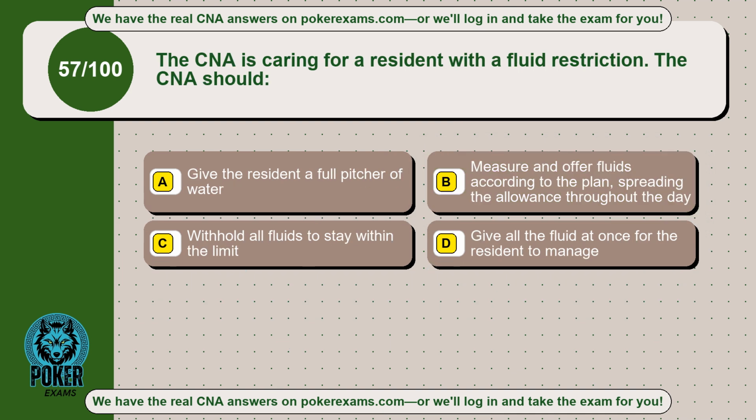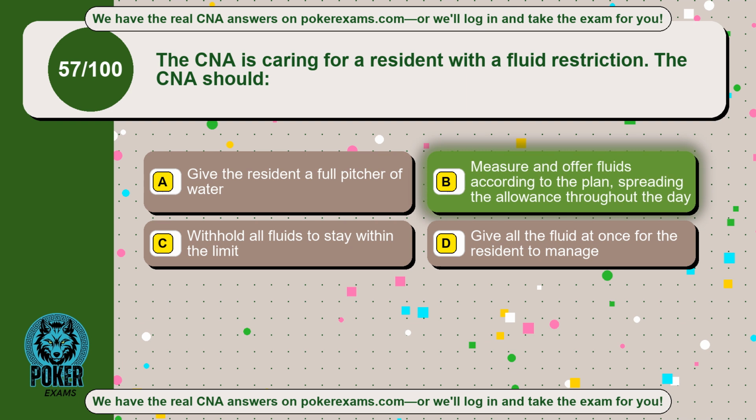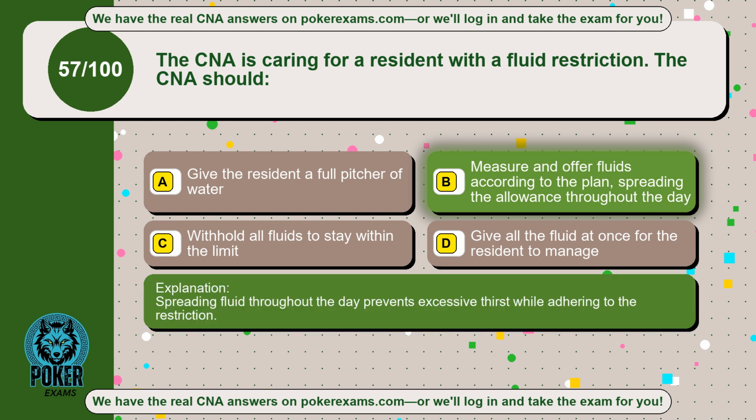Question 57. The CNA is caring for a resident with a fluid restriction. The CNA should: Option A, give the resident a full pitcher of water. Option B, measure and offer fluids according to the plan, spreading the allowance throughout the day. Option C, withhold all fluids to stay within the limit. Option D, give all the fluid at once for the resident to manage. The correct answer is option B. Measure and offer fluids according to the plan, spreading the allowance throughout the day. Spreading fluid throughout the day prevents excessive thirst while adhering to the restriction.